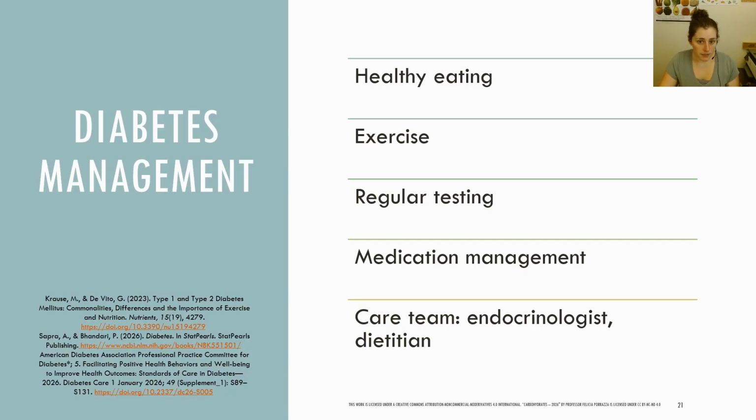Lastly, the care team is important. This can include an endocrinologist who specializes in diagnosing and treating health conditions relating to the endocrine system. This includes not just diabetes, but also thyroid diseases, infertility, and metabolic disorders. A dietitian is a critical component for diabetes management.